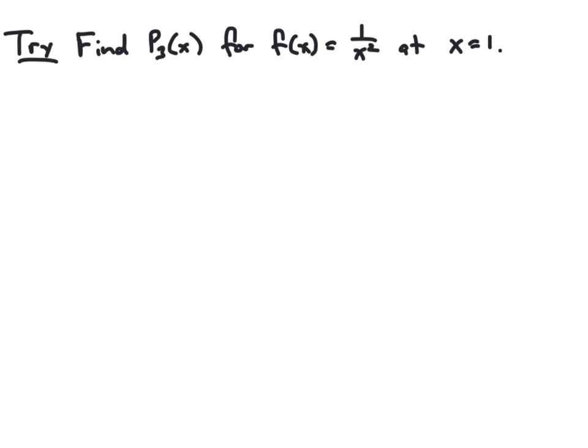If you'd like to try a similar example, you can pause the video and find P sub 3 for the function f of x equals 1 over x squared at x equal 1. You can resume the video and see a full solution in a few seconds.